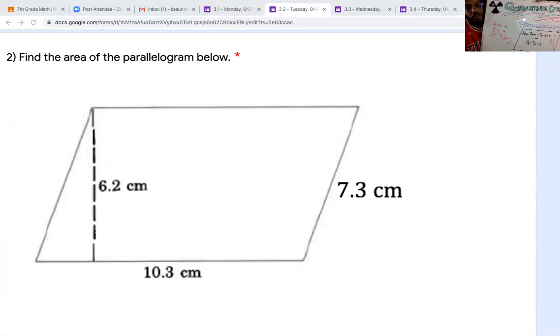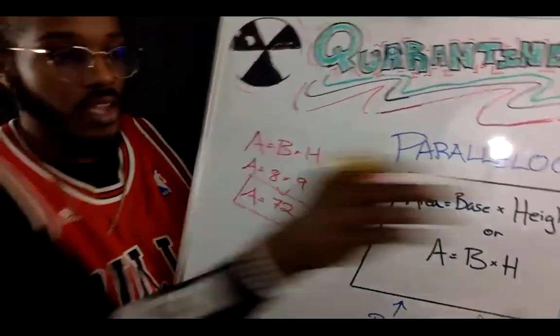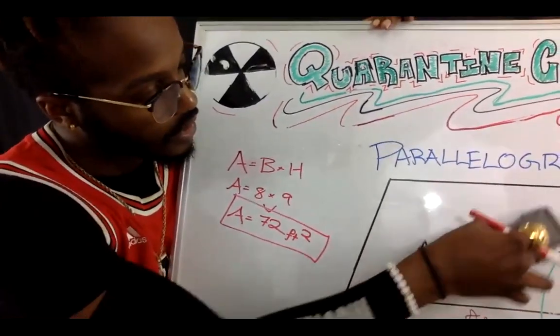Same here. Base is 10.3. We can tell this is the base because it has a perpendicular distance from the side across from it. These two, if we were to draw a straight line, does not form a right angle. I'm going to come out for a second so that we can see what that looks like. Let me erase inside of my parallelogram for a second.